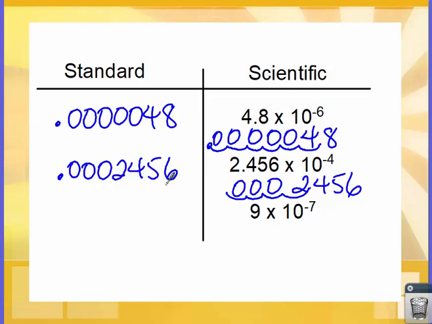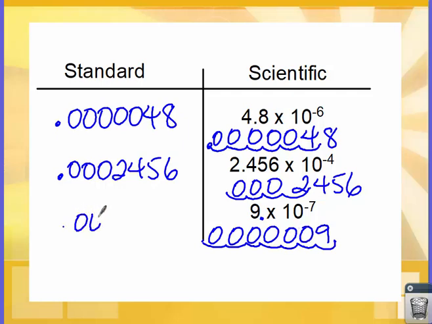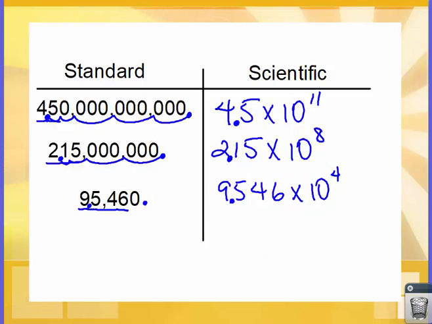Same thing for this last one. Now, where is the decimal at in that 9? Again, if you don't see it, it's always at the end. So we need to move it 7 places. So 1, 2, 3, 4, 5, 6, 7. So that means I'm going to add 6 zeros to the front of this number. So 0.000009.